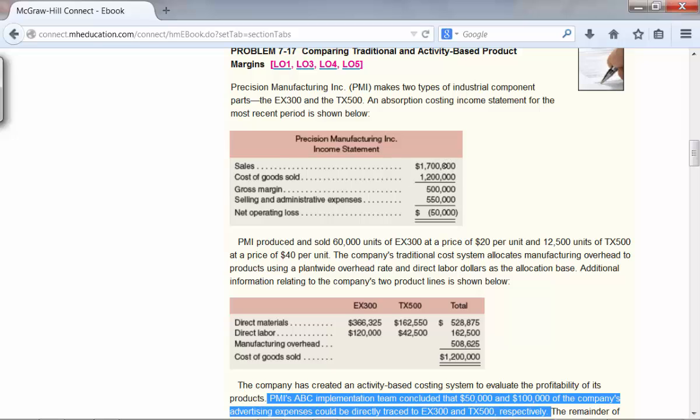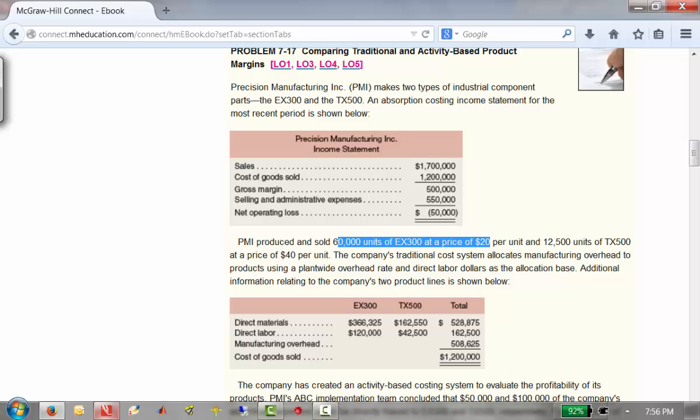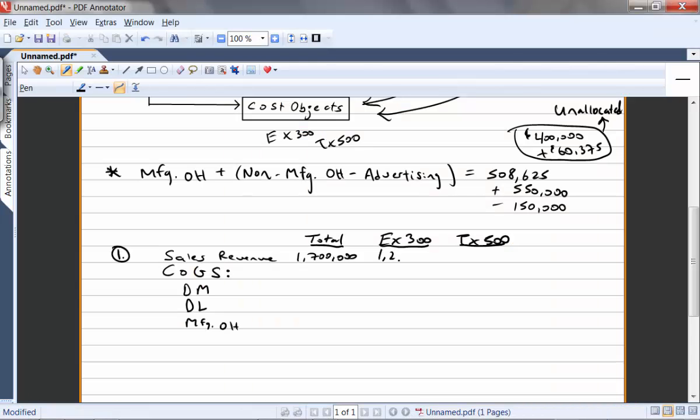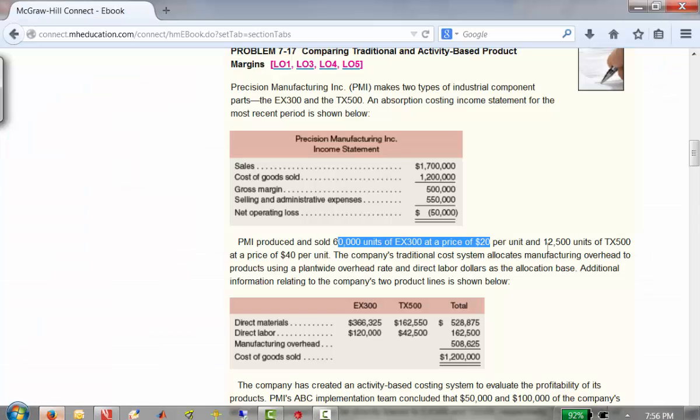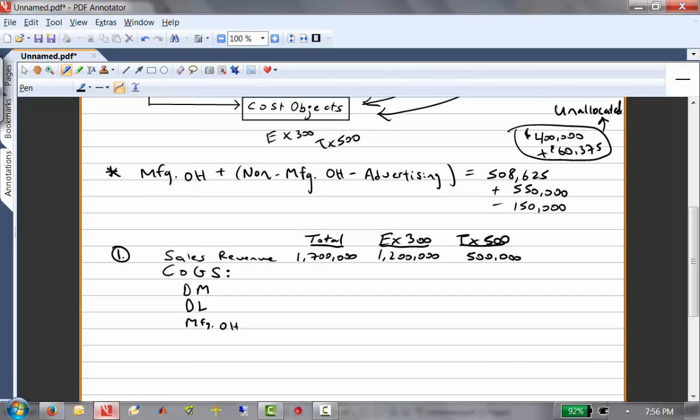How much was for the E product? Well, they sold 60,000 units at a price of $20 per unit. So you can do the multiplication there. So 1.2 million to the E product. And then the other 500,000 must be going to the T product. And we can check to make sure that's right. They sold 12,500 units of the T product at $40 a unit. 12,500 times 40 is 500,000.